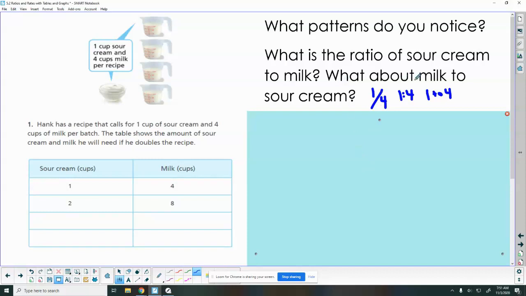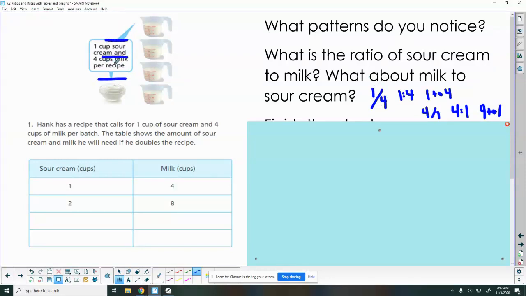Now pause and see if you can write down the milk to sour cream ratio. That one would just be the opposite. I could say it's 4 to 1. 4 divided by 1 is 4. So I need 4 times the milk, or I can do that backwards, a fourth of the sour cream. I can say it's 4 to 1, 4:1, or 4/1. So lots of ways to write the same thing, but these fractions here really help us think. I need a fourth of the sour cream, right? I would need to make 1, 2, 3, 4 more. So I need a fourth of it, or I need 4 times the milk.